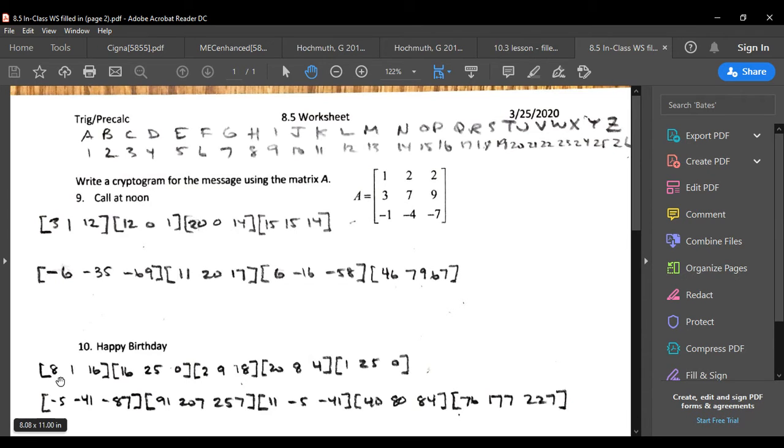For happy birthday, here I took the string and wrote out its numerical equivalents. Again, could do this as a 5 by 3 matrix, multiply it against A, and I would come up with this string.